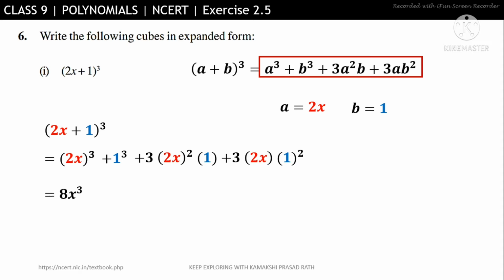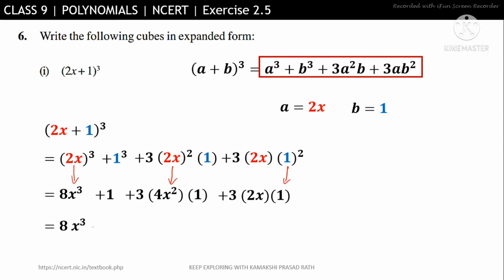So 2x whole cube is written as 8x cube, 1 cube is written as 1. Then we have to solve the squared terms. So we get 3 into 4x squared into 1, because you can see here 2x whole squared becomes 4x squared. Next, 3 into 2x into 1 squared. So 1 squared is 1. So we have solved the powers now. After that, we'll solve the brackets. So 8x cube plus 1. Now 3 4s are 12, we get 12x squared. Now 3 2s are 6, we get 6x.